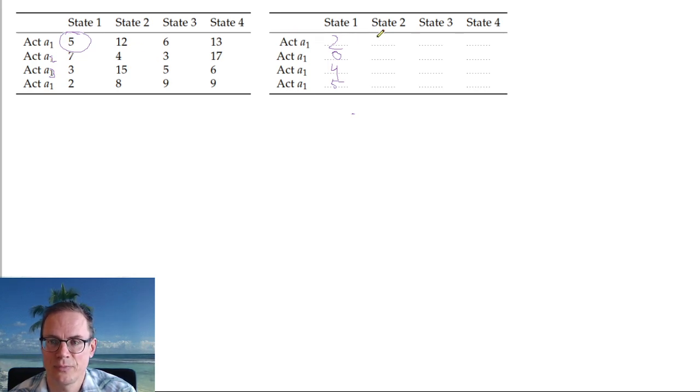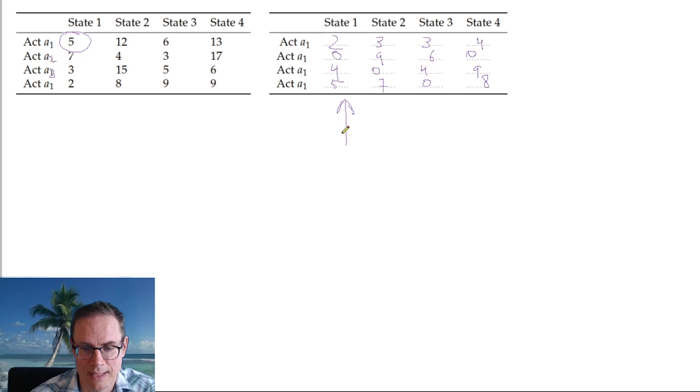12 is 3 lower than 15. 4 is 9 lower than 15. 15 is 0 lower than 15. 8 is 7 lower. 6 is 3 lower than 9. 3 is 6 lower than 9. 5 is 4 lower than 9. 9 is 0 lower than 9. 13 is 4 lower than 17, 17 is 0 lower than 17. 6 is 9 lower than 17. And 9 is 8 lower than 17. So these are the levels of regret.